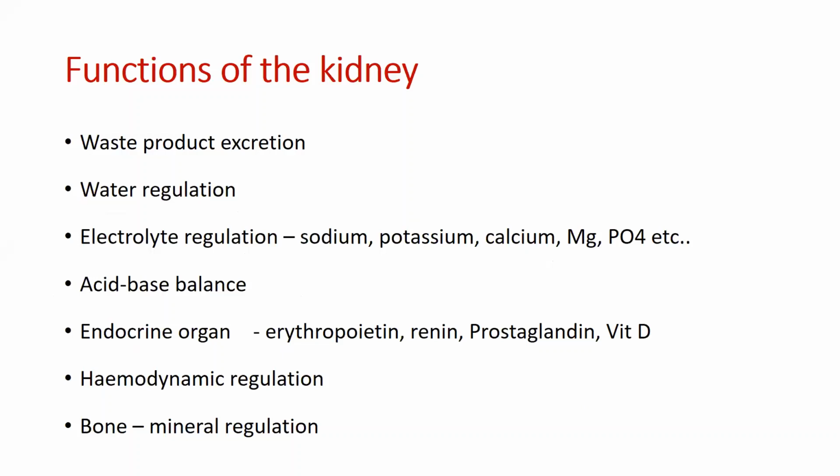So to start off with, you know the normal functions of the kidney. The kidneys are very important in waste excretion, water regulation, and electrolyte regulation, like sodium, potassium, calcium. It's very important in the management of acid-base balance. It functions as an endocrine organ where it produces erythropoietin, renin, and vitamin D. The active form is converted in the kidneys. It's one of the main organs controlling hemodynamic regulation, and it's a central organ governing mineral bone regulation as well.